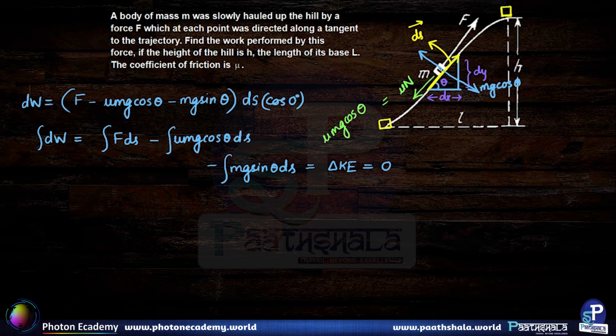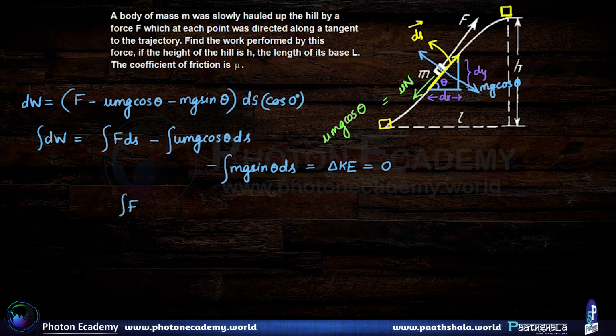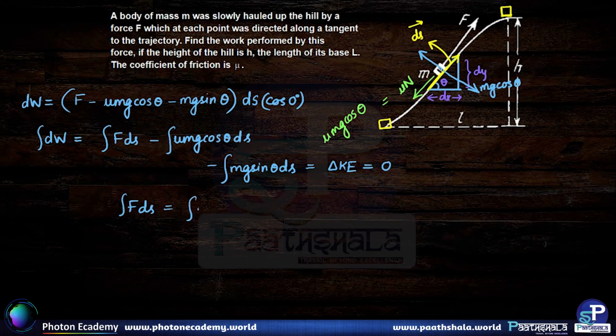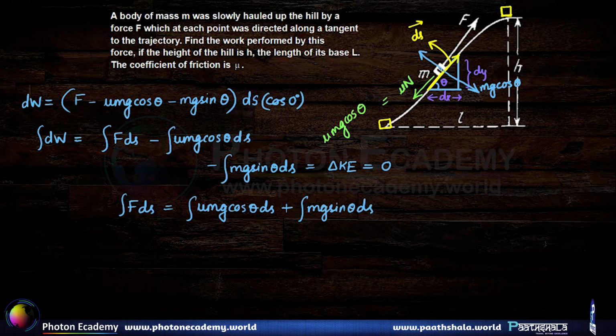Thenceforth we get integration of F ds, and since the angle between F and ds is 0, integration of F dot ds is going to be just F ds. So we can treat this particular integration as if we are treating a scalar. Now this is going to be equal to integration of mu mg cos theta ds plus integration of mg sin theta ds. Now herein comes the interesting mathematical manipulation in the question.